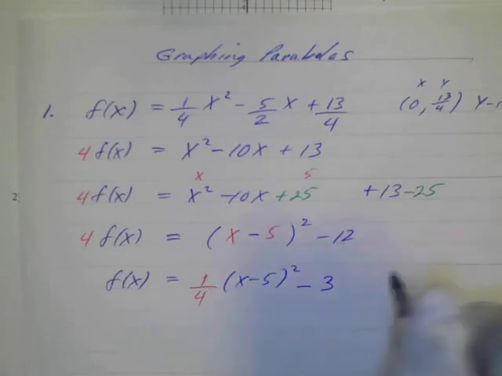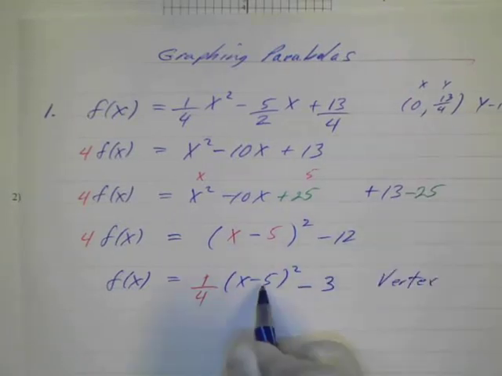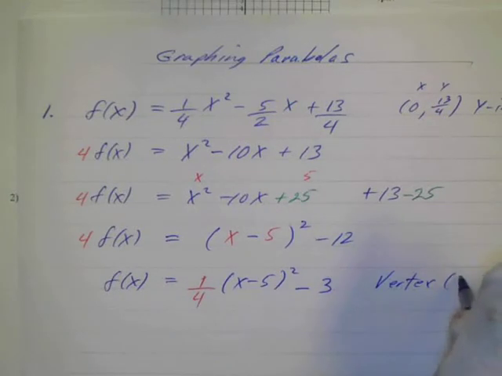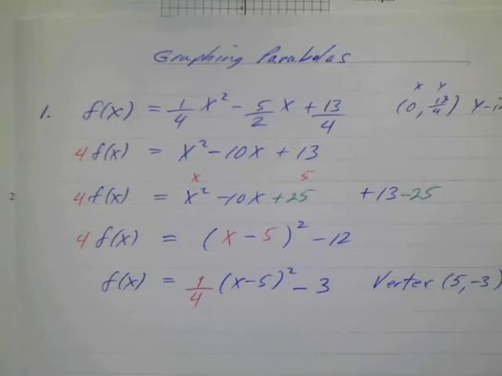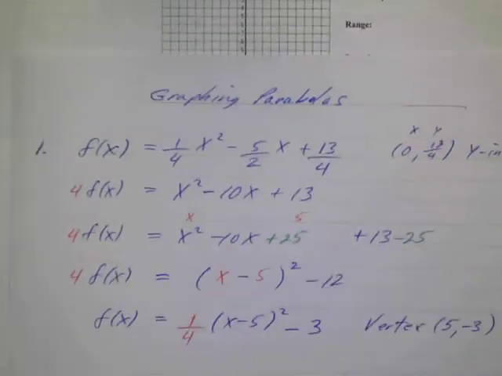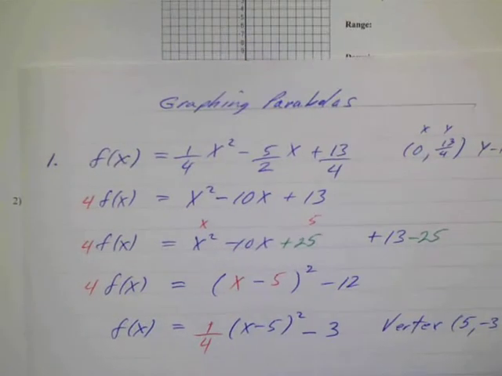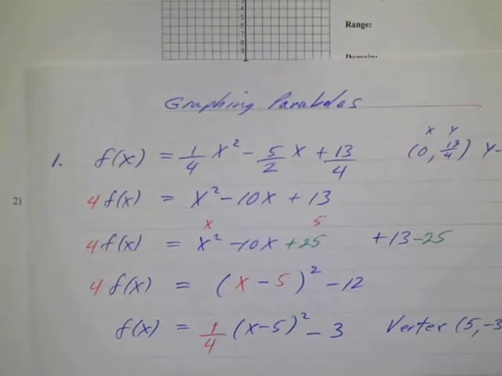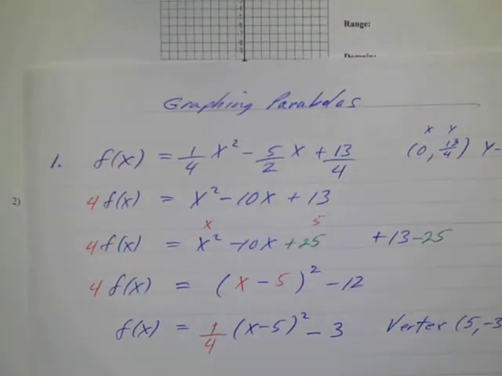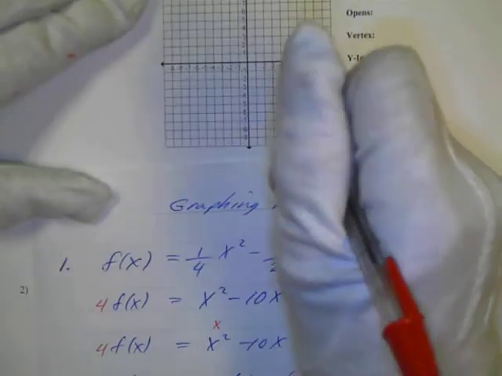And now we can tell our vertex. Our vertex is going to be 5, negative 3. So there's your vertex. So we can start to graph it. Next thing we'll want to find is the x-intercepts. That's going to help us graph it, and the y-intercept. So let's put some of these things down. So let's put the vertex down at 5, negative 3.